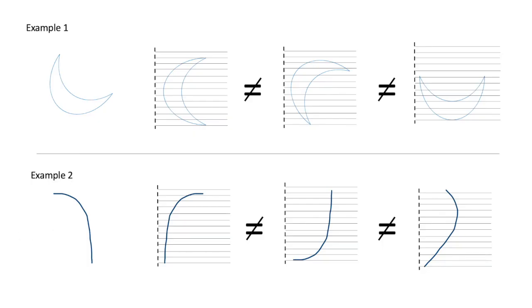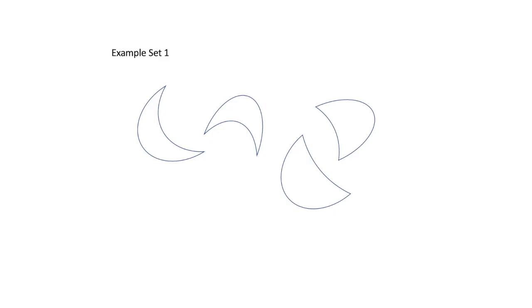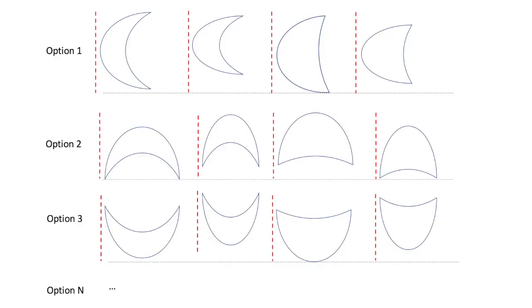Well, that leads us to rule number 2, that you should make the rules of orientation consistent for all samples. Take this set of objects, for example. These are all variations of the crescent shape, but they are of different height and thickness. So here are 3 of many options for orienting them consistently.